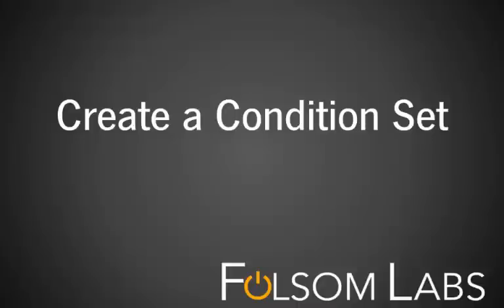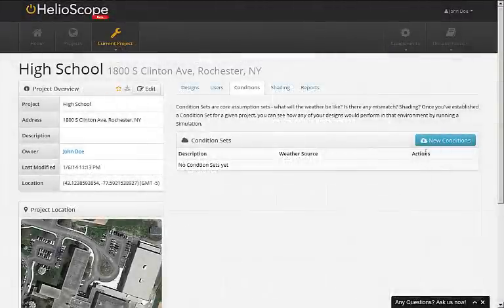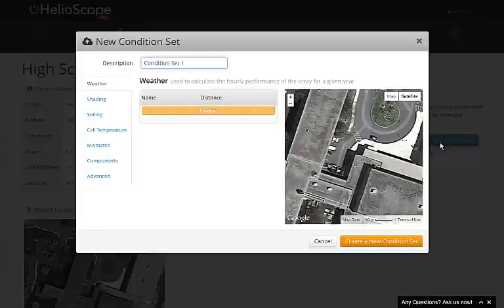In this video, I'll show you how to create a condition set in HelioScope. Keep in mind that a condition set defines the environment around the array, things like weather files, shading, and soiling. Start by clicking the blue button to create a condition set.